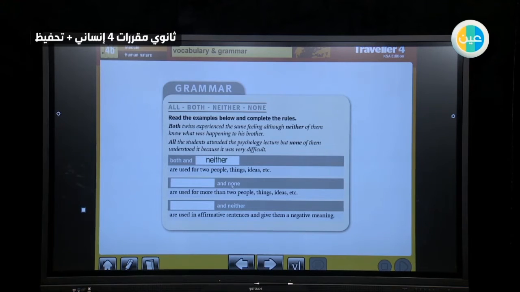What's the opposite of none? It is all. Neither and none are used in affirmative sentences and give them a negative meaning.